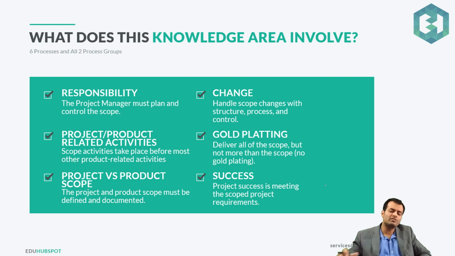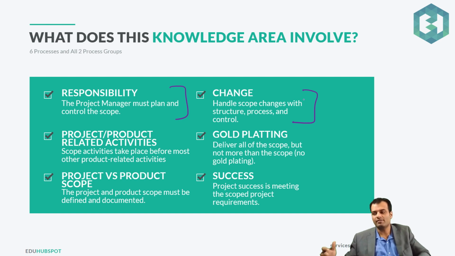But it's actually the responsibility of the project manager to take the requirements, not just work with the team to get the requirements, but to control the scope on the project. Then handle scope changes with structure, process and control. If there are scope changes, what are the processes, what are the ways you are handling that, and does it mean that you're changing the product, or does it mean that you are actually changing the process itself? So we will be covering that as well.